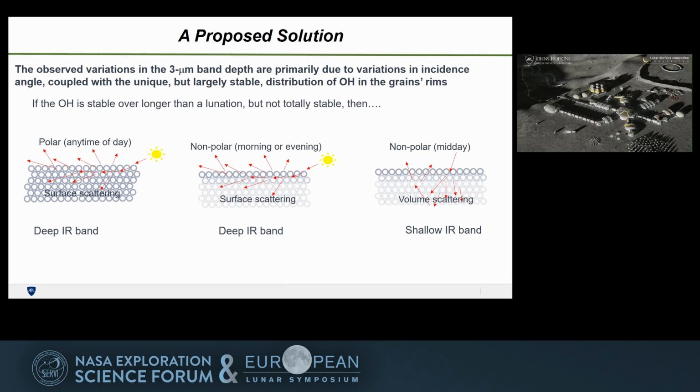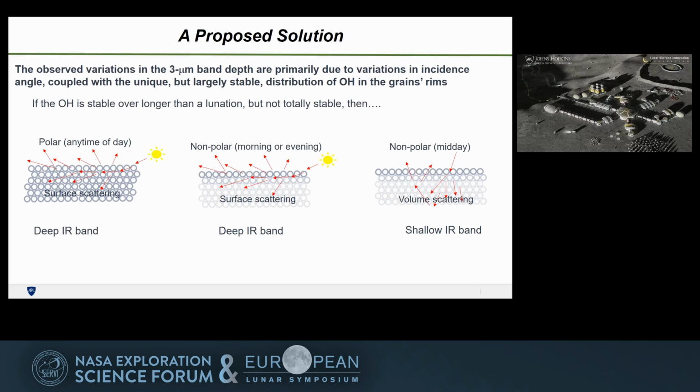So how can we explain this? I'll propose that these observed variations are primarily due to the effect of incident angles coupled with the unique but largely stable distribution of OH in the grain rims. That if the OH is stable over longer than illumination, but not totally stable, then some will be lost, as has been modeled by Grant Jones et al. 2018. In the polar regions, none will be lost.